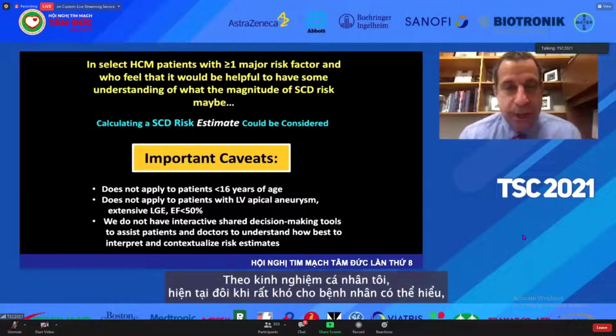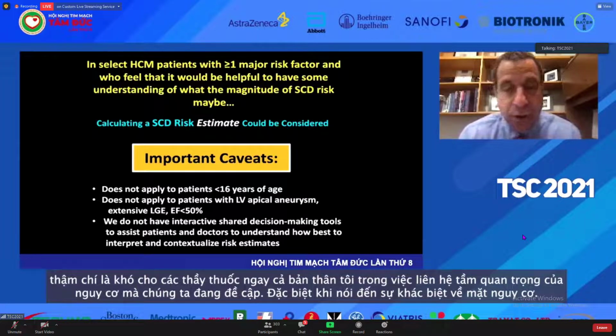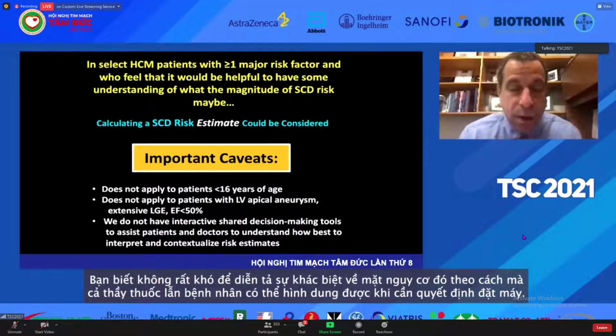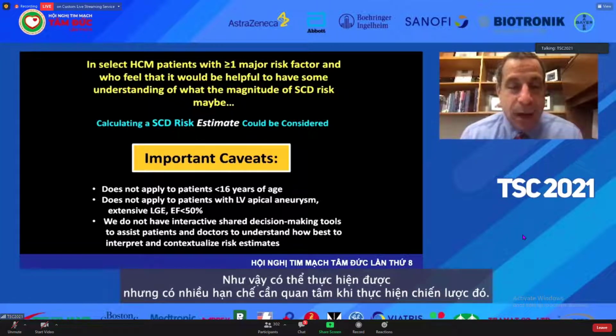I'll just, by personal experience, tell you that it's very difficult sometimes for patients, and some of the physicians, myself included, to really relate to what magnitude of risk we could be talking about, particularly differences in risk between, for example, 1% per year and 1.5% per year. It'd be very difficult, in some ways, to express that difference in risk in a way that both physician and patients can contextualize it in terms of decision-making for devices. So it can be done, but there are a lot of limitations to consider when doing that strategy.